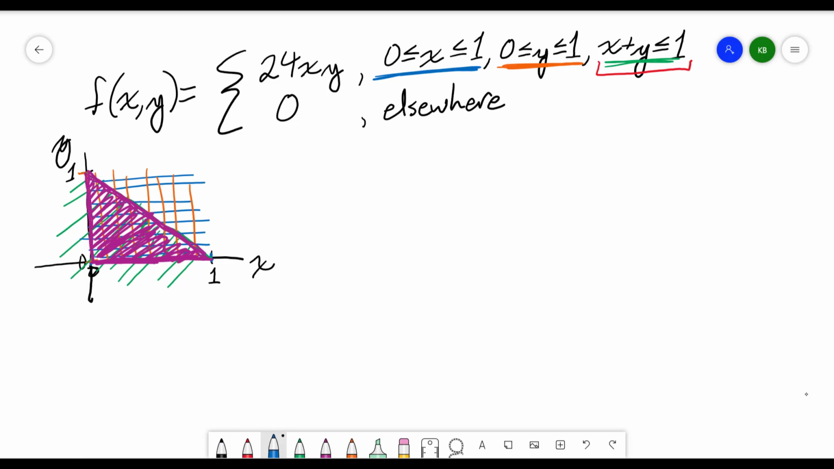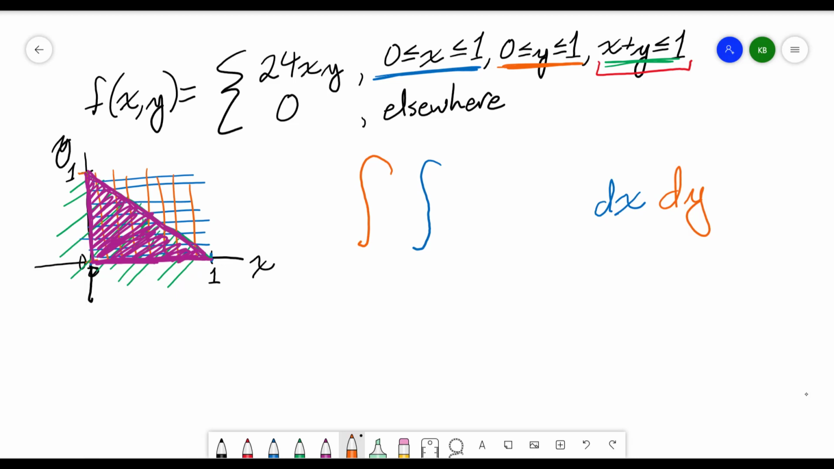So I'm going to set up my double integral. I know that I'm going to be integrating twice, and I know that one of them is going to be with respect to y, and I know that one of them is going to be with respect to x. And to keep things easy, I'm going to keep them in the order that I'm going to integrate with respect to x first, and then with respect to y.